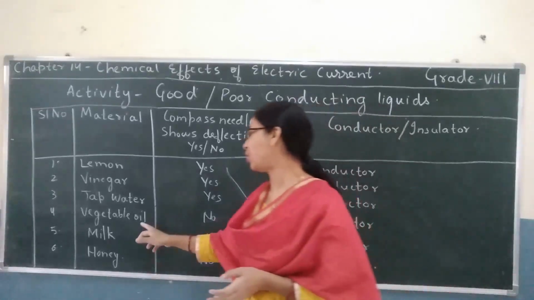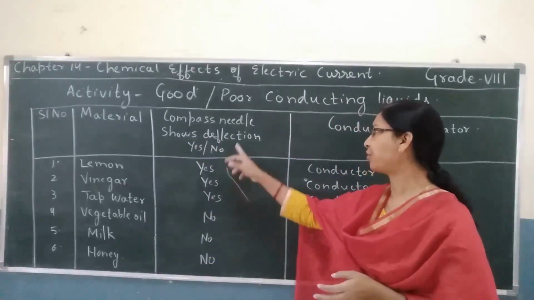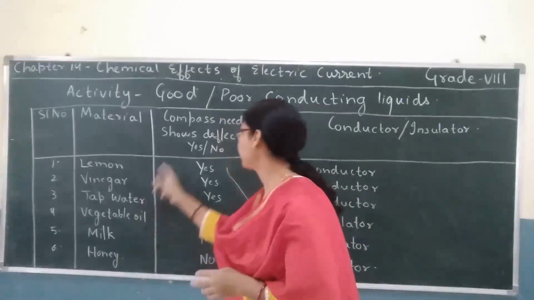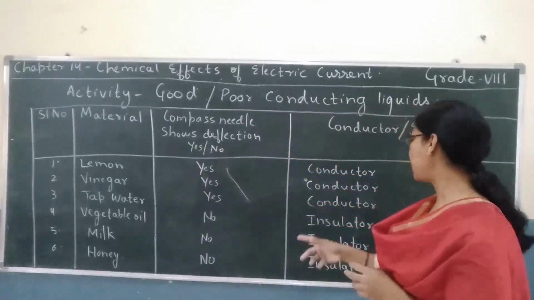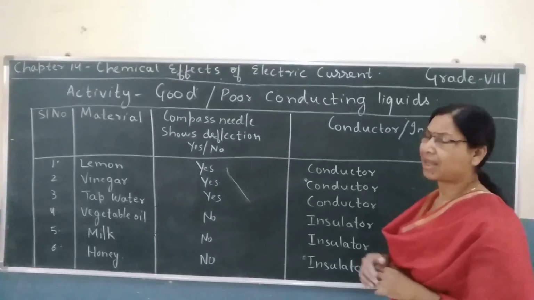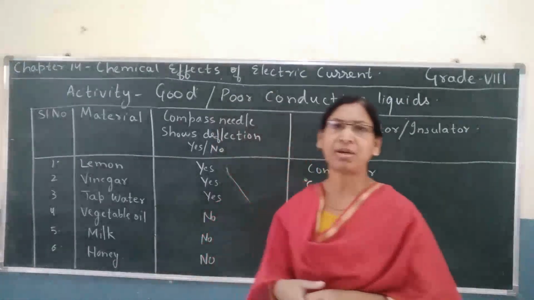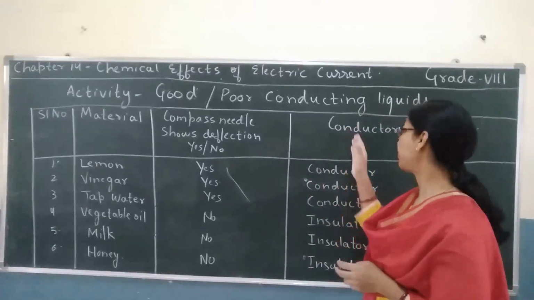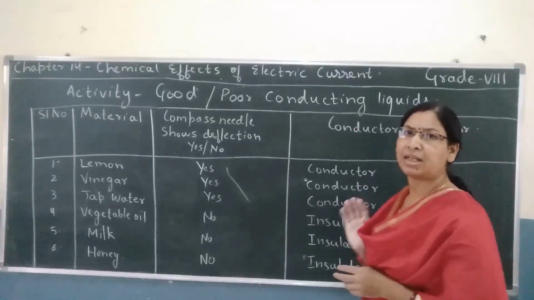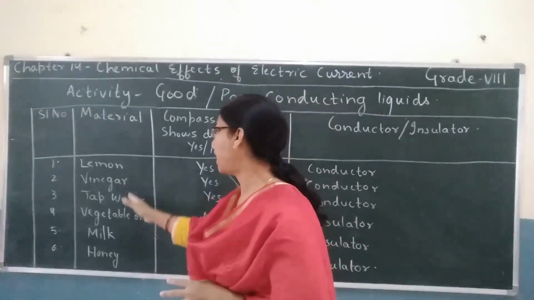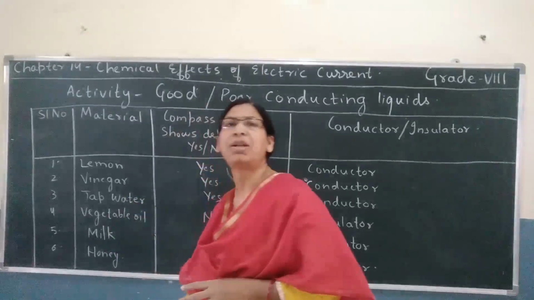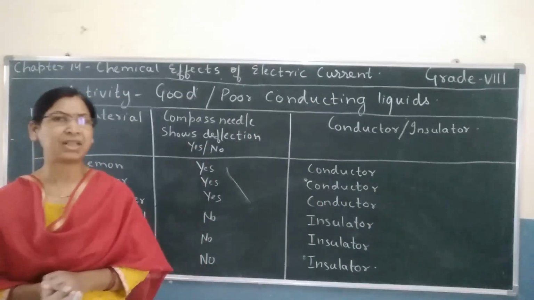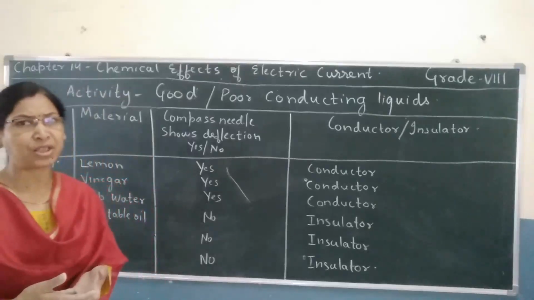Next comes vegetable oil. There was no deflection shown by the compass needle, so it is an insulator. Next one, milk. There was no deflection by the compass needle and therefore it is an insulator. And the last one is honey, which is also a common household product. There was no deflection shown by the compass needle. That's why we concluded that it is also an insulator. So out of 6, 3 are conductors and 3 are insulators of electricity. I hope you understood with the help of this activity that some liquids conduct electricity and others do not.